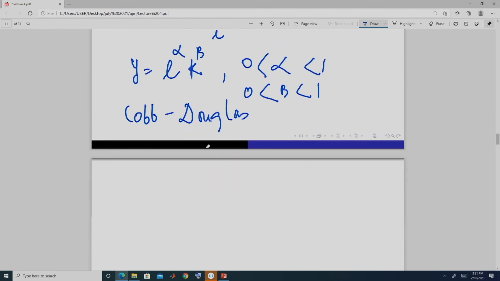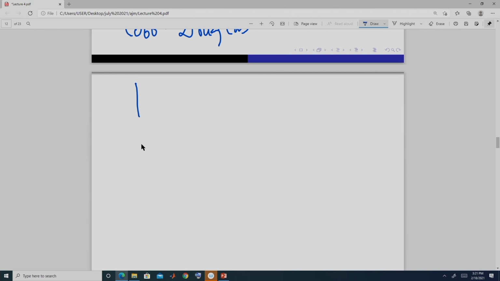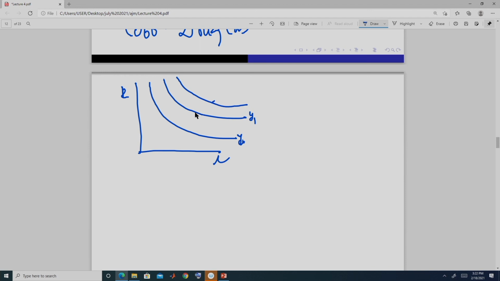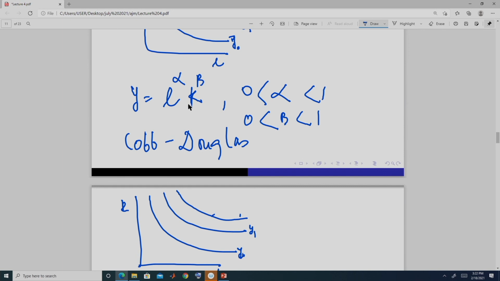Now, isoquants of this function will be something like this, and here this is output y naught, here y1, so output is increasing in this direction. We will get curves like that. So, these are level curves or isoquants when our production function is this, and alpha and beta take values in this range.